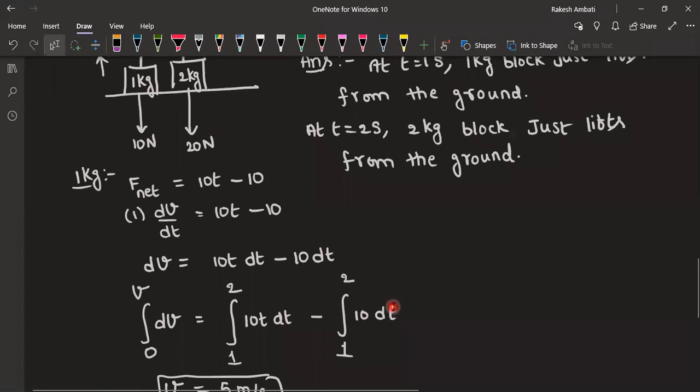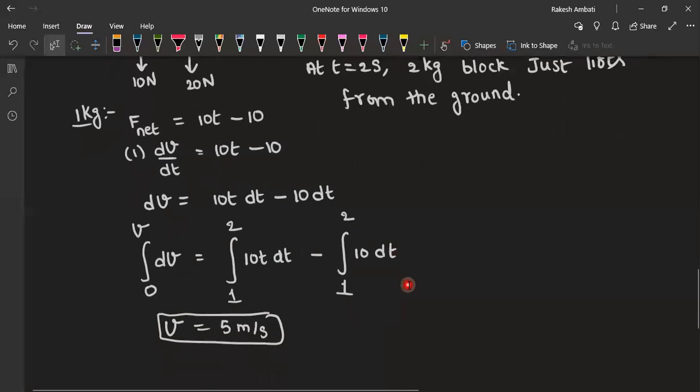Sir, we are saying by that statement that after 1 second it is going to be lifted off. Right, so even if it is 1.00001 seconds, it will be lifted up. Okay. Note it down. Yes, sir. Write down the next concept.